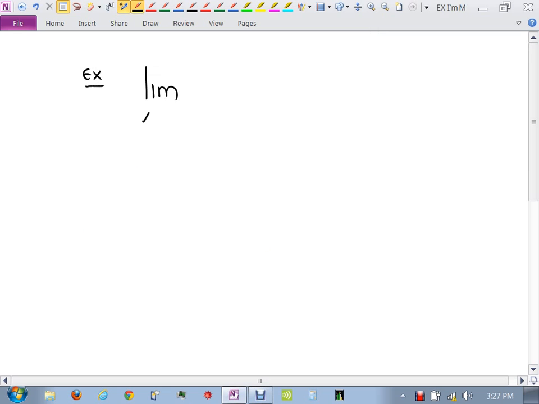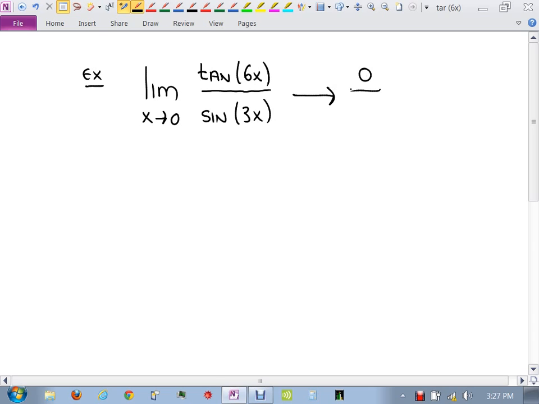Limit x goes to 0, tangent 6x over sine 3x. Now, do y'all remember how we would have done this before? This was that problem where I showed you how to pull everything apart, and then we could really use a 3x there, so we make it appear, and then we have to start sliding things around. Remember that? Okay, well, let's check the form first. What's tangent of 0? 0. What's sine of 0? So do we have an indeterminate form that we can apply L'Hopital's rule to?